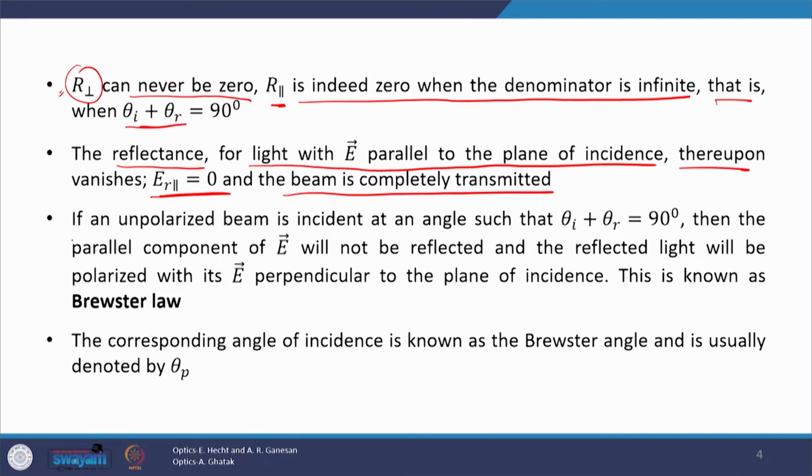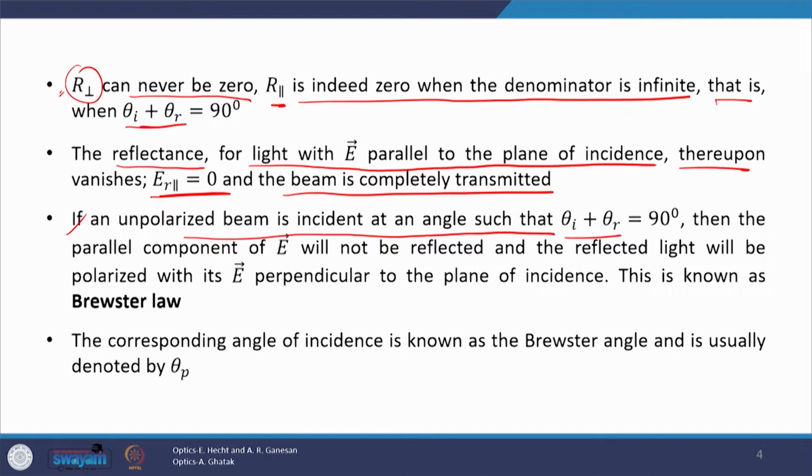Okay. Now, the third point is that if an unpolarized beam is incident at an angle such that theta I plus theta r is equal to 90 degrees, then the parallel component of E will not be reflected, and the reflected light would be polarized with its E field perpendicular to the plane of incidence, and this is known as Brewster's law.